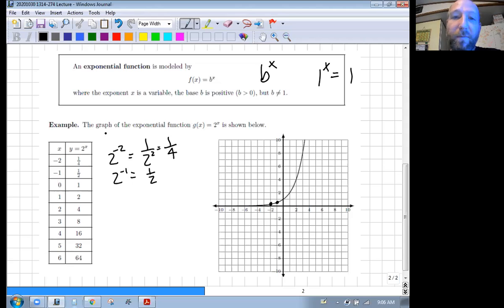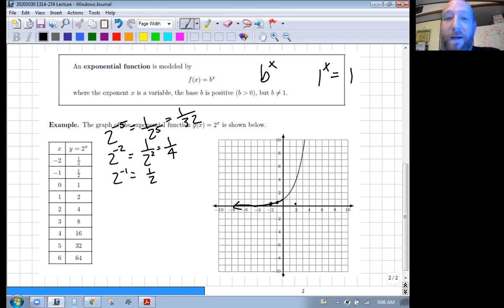Notice the further we go back, 2 to the negative 5 will be 1 over 2 to the 5th, right? Which would be 1 over, see, 2, 4, 8, 16, 32. So when you make it back to 5, you're all the way down at 1 over 32. So that's why when you go to the left, exponential functions do what we call decay. They drop off rapidly. They get closer and closer to 0 really rapidly.